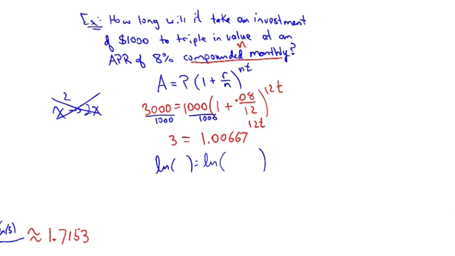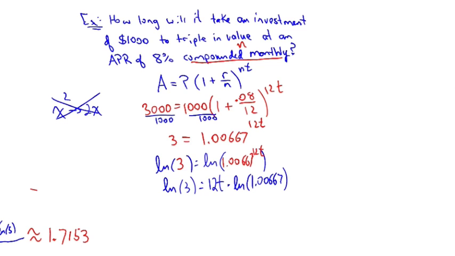Skipping steps will get you in trouble. So ln of 3 equals ln of 1.00667 raised to the 12t. Okay, now what? Move it in front. So you get ln of 3 is equal to the power in front, 12t, times ln of 1.00667.